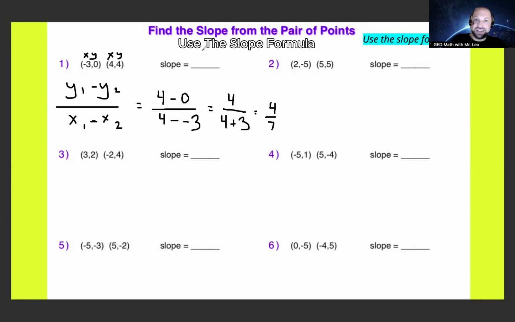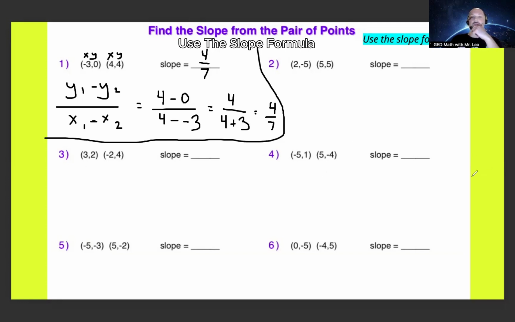That's a nice fraction. I like these fractions as slopes. They're often nice like that. You could convert to a decimal if needed. All right, let's do this next one over here.